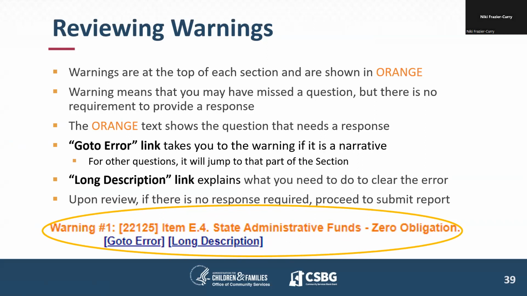Just like errors, each warning also has a go-to error link and a long description. These links function the same as the links under the errors. If you do not update or add a response after reviewing the warnings, you can return to the report section screen. If you did make additional revisions, be sure to validate again prior to returning to the report section screen.